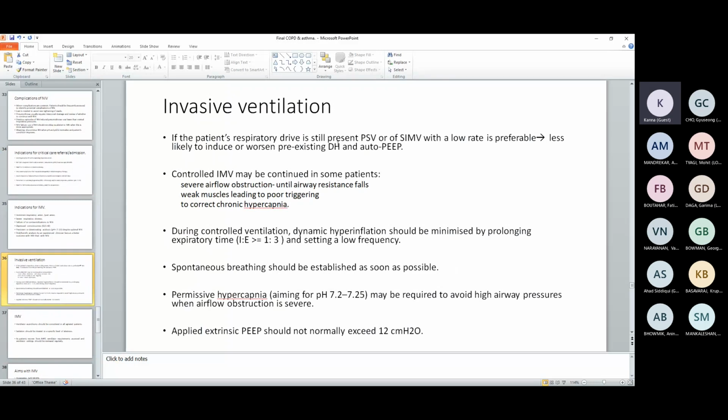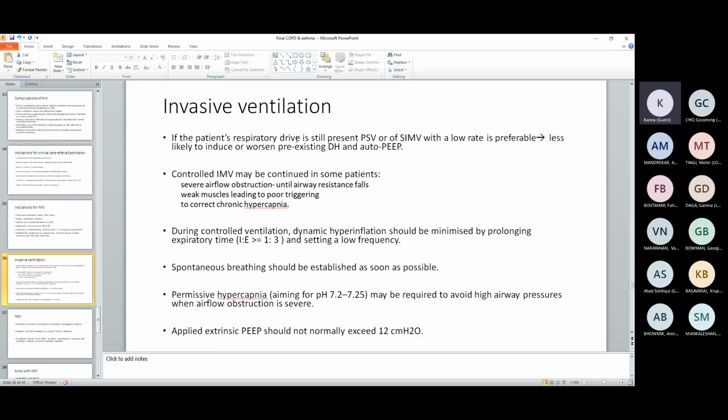Regarding the mode of ventilation, that depends on the patient's respiratory drive. If the patient's respiratory drive is still present, then we can ventilate the patient with pressure support ventilation or SIMV, with a low rate and a low tidal volume preferable, because these modes are less likely to induce worsening of dynamic hyperinflation or auto-PEEP. But in some patients, it is not possible to go for pressure support ventilation or SIMV, and these patients need controlled invasive mechanical ventilation.